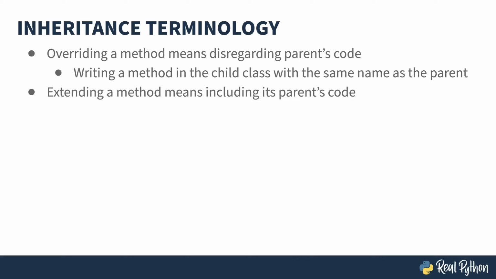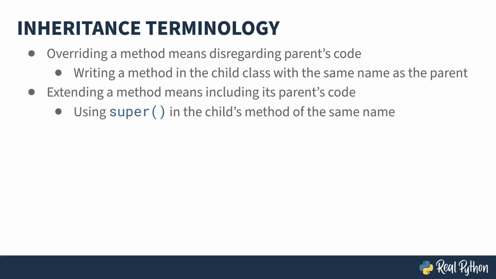Third is to extend a method. In this case, the child is also writing a method of the same name, but somewhere in the code it's invoking the parent's code. This can be useful if you want to add to the functionality but not replace it, allowing for code reuse. In Python, you can access the methods in a parent class using a built-in callable named super. This callable returns an instance of the current object within the parent's context. So super.method invokes the parent's copy of the method, allowing you to write a child version of that method that extends the parent's functionality. Let's go look at some code that uses inheritance.